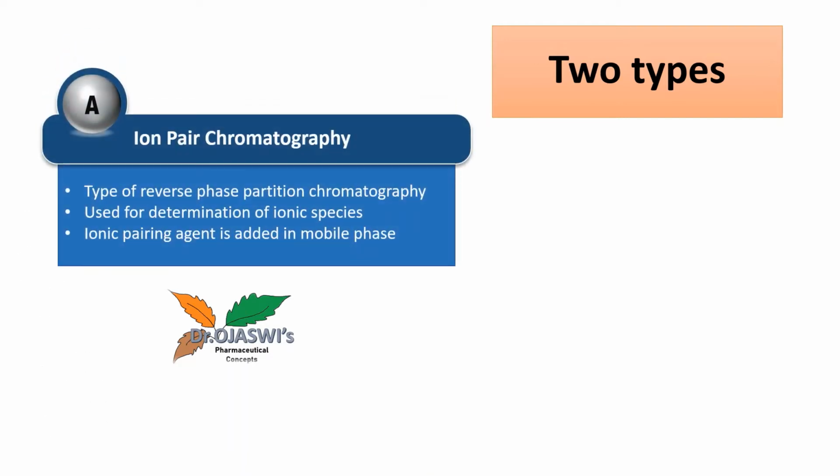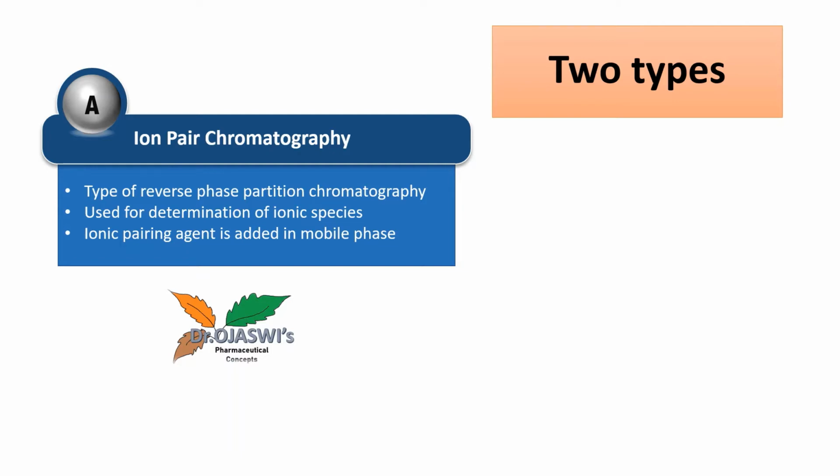The first one is ion pair chromatography. Ion pair chromatography is a type of reverse phase partition chromatography. If you all remember, in the previous video I have explained what is reverse phase chromatography. Reverse phase means the stationary phase is relatively non-polar in nature, whereas mobile phase is relatively polar in nature.